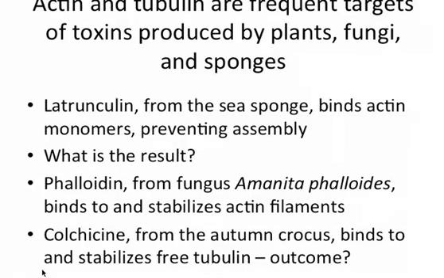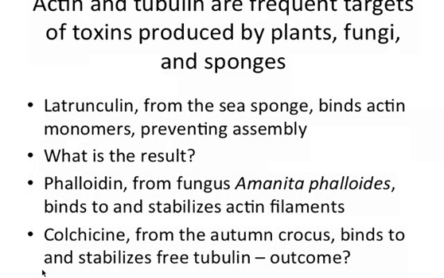Okay, so let's go back to actin and tubulin. Any questions so far? So actin and tubulin are frequently targets of toxins, right? If you were producing a toxin, wouldn't it make sense to produce the toxin against actin or tubulin in some way? That's a really great way to be toxic, right? Because I just told you about how important actin and tubulin are in everything. So if you're going to affect whether or not actin can assemble or disassemble, or whether or not tubulin can assemble or disassemble, that'd be a really great way to be toxic.